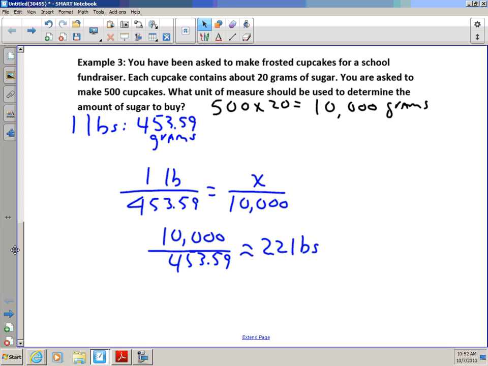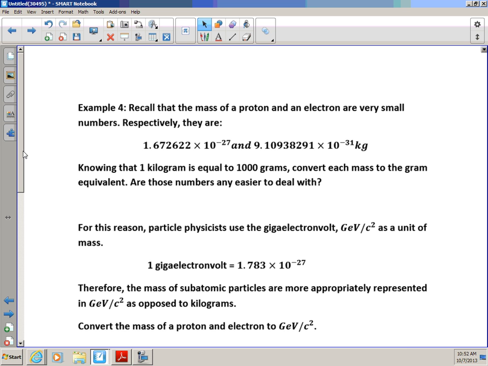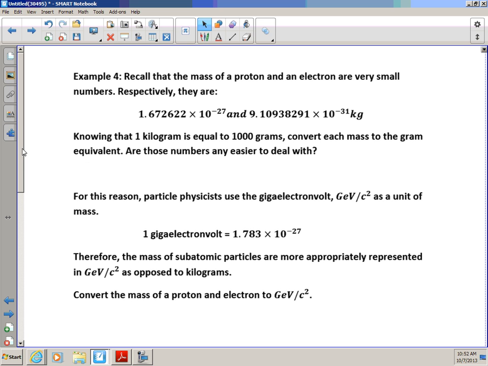Now, if we go back to some numbers we had previously used, we had come up with the mass of a proton and electron as some very, very small number. And you should know that they're very small numbers because the exponents are very small and negative. Okay? Now, if I wanted to convert these kilograms to grams, and I know 1 kilogram is 1,000 grams, I would multiply each one of these by 1,000, and I'll show you it for one of them.